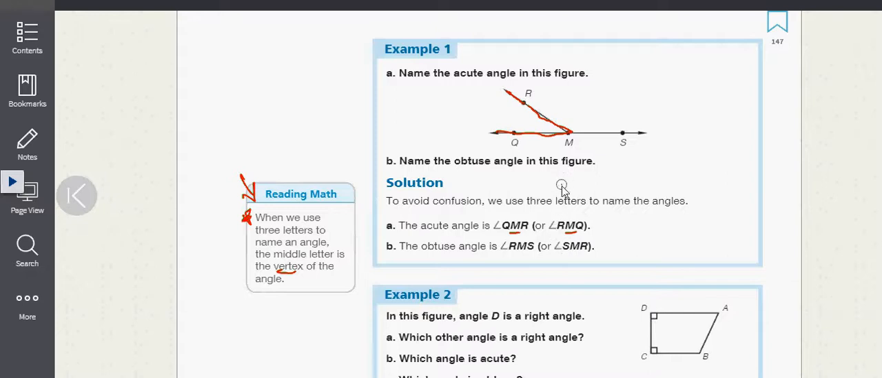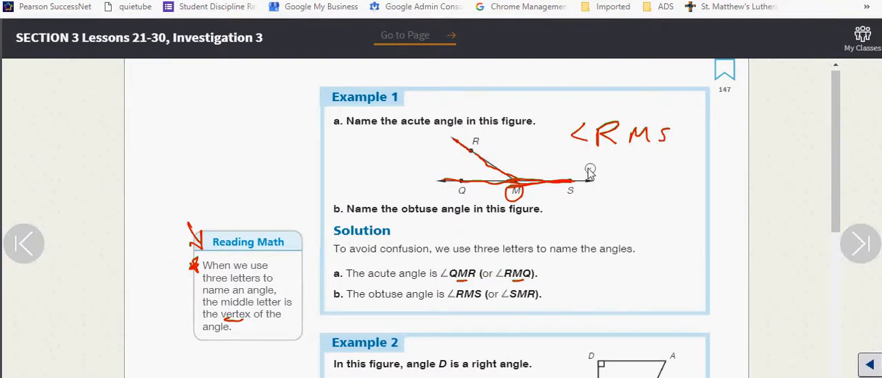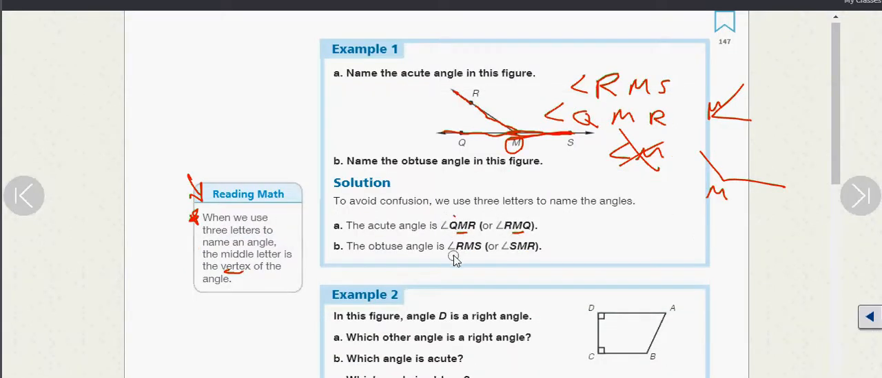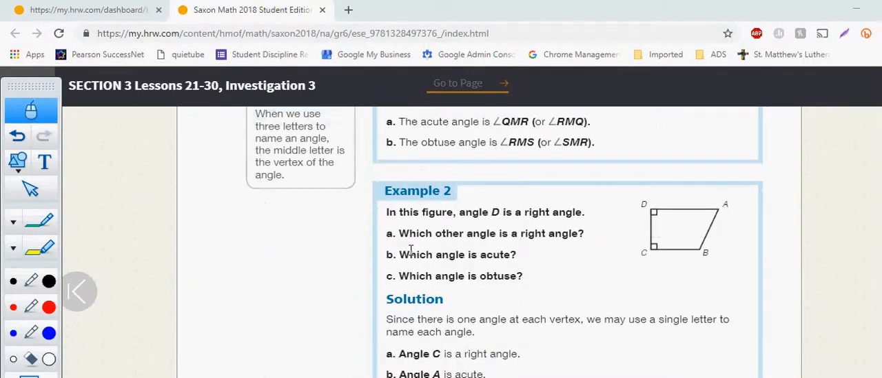But angle M, what's the issue with angle M? Why can't we just call it angle M in this case? Because it's next to another angle. They're supplementary together. And if I call it angle M, I might be talking about RMS. There's an angle RMS and there's an angle QMR. So angle M doesn't work so well on this one. Only use that when there's only maybe one angle. Fair? So acute QMR, obtuse, what's that mean again? RMS, SMR? Means it's going to measure more than 90 degrees if you use your protractor.